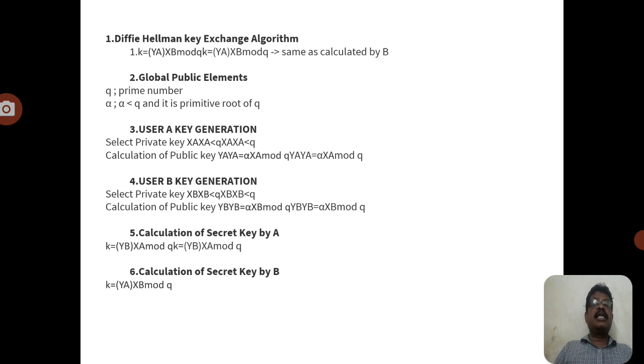Similarly, they can generate one common secret key: user A can generate K equals YB power XA mod Q, and similarly B can calculate K equals YA power XB mod Q. So these two keys are equal. This is the main factor in the Diffie-Hellman key exchange algorithm: the two users can exchange their keys securely. They generate the common secret key with the combination of the public key and the private key.